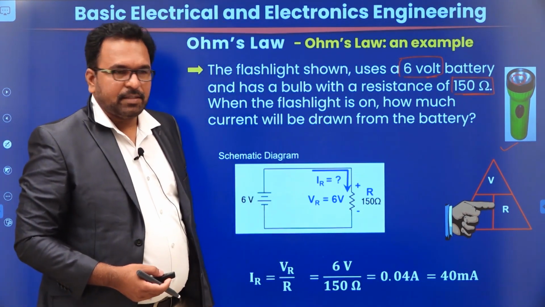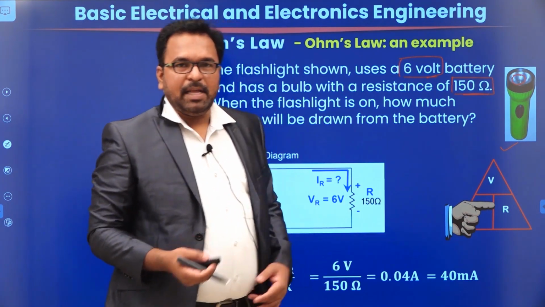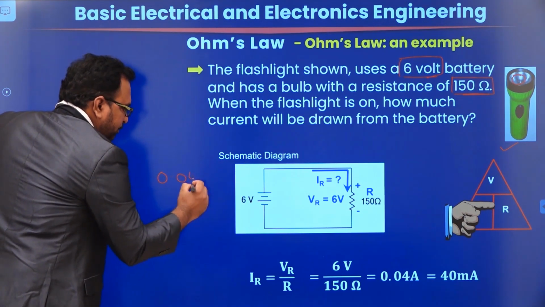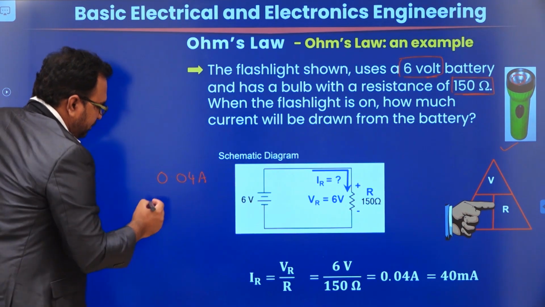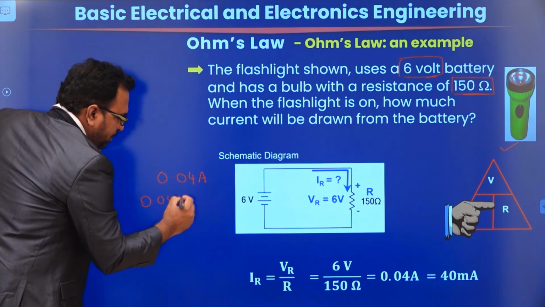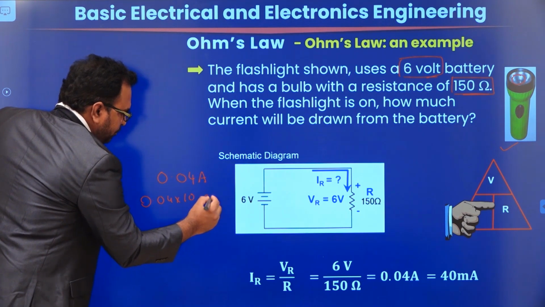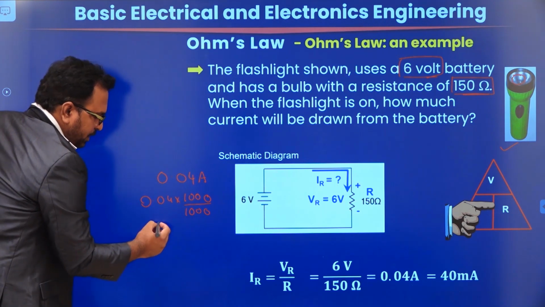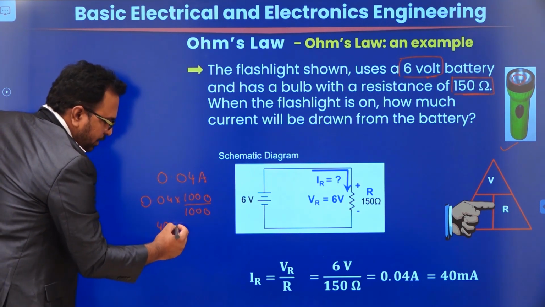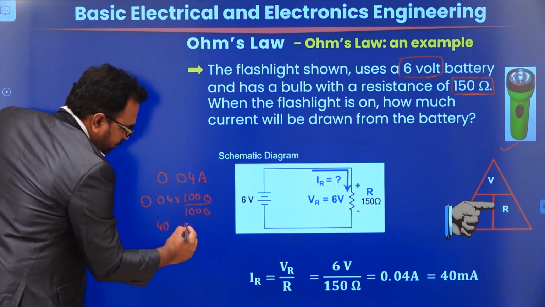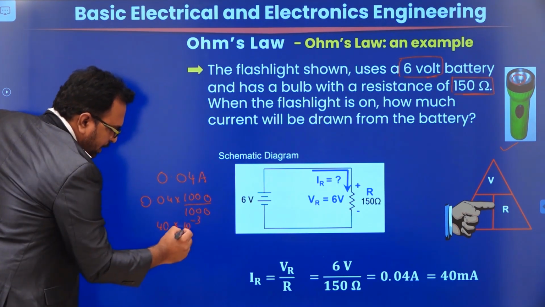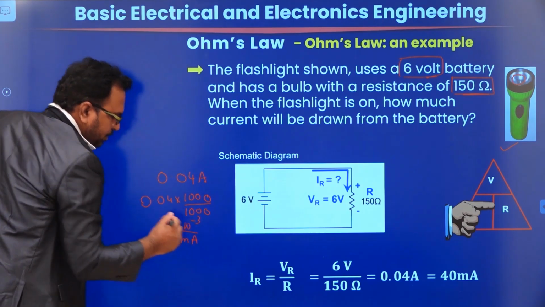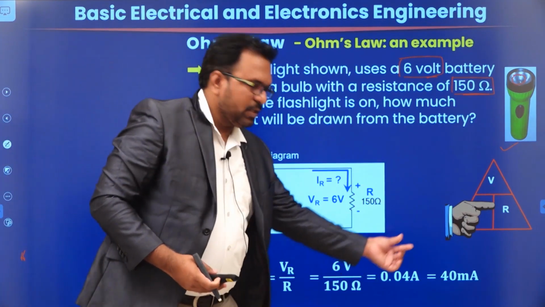Since we already know about the metric prefixes, we are going to represent the current either in terms of milliamperes or microamperes. Like this, 0.04 amperes. If you want to convert to milli, you have to multiply and divide with 1000. So 0.04 when you multiply with 1000, it becomes 40. 1 by 1000 is nothing but 10 power minus 3, which you already know is milli. So 40 milliamperes. That's how we are going to convert the decimals to the metric prefixes.